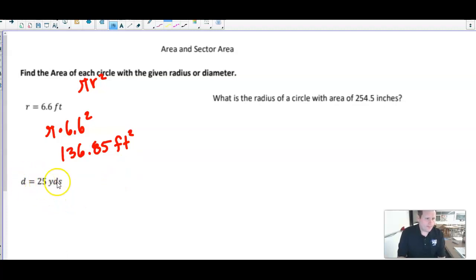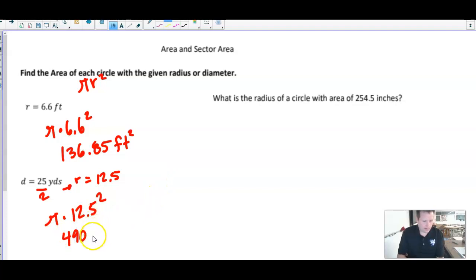For this next one, I've got a diameter of 25, so before I can use that, I actually have to find my radius. Remember, my radius is just half of this, so I divide that by 2, and that is going to give me 12.5. And then I just go pi times 12.5 squared from there. And when I get that, I get 490.87, and this is yards squared for that one, because we're always talking about those squared units. So that should be 2 quick review problems.